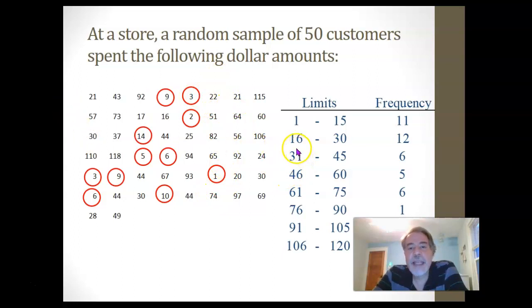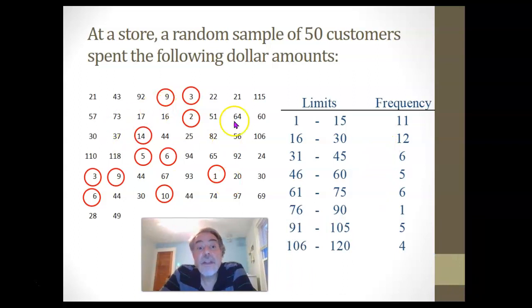Any of these numbers that's a 16, 17, 18, 19, 20, 21, 22, 23, 24, 25, 26, 27, 28, 29, or 30 would get counted in the second class. And there are 12 of those. And so on. So each of these numbers is going to get counted in one of these classes, and then the frequencies tell how many of them are in each class.